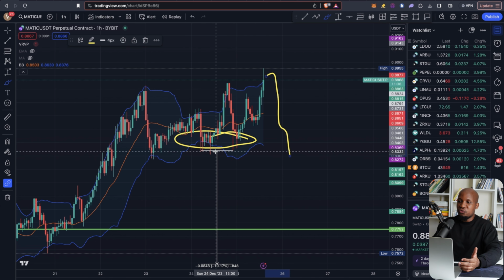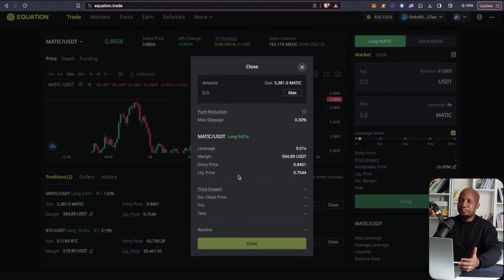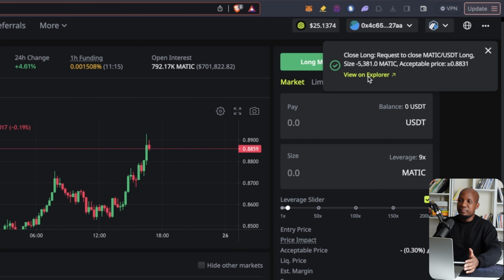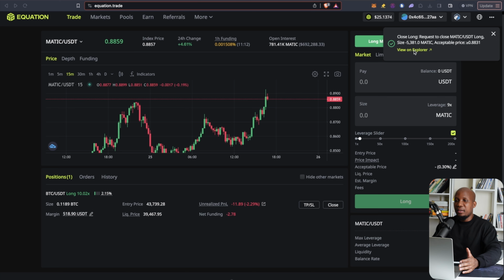So let's come back here on Equation, and now I'm gonna click on close a trade. Here I'm just gonna select max and close the trade. Again, you have to execute that on your MetaMask and just approve that. You have to do it once, and in this case I'm closing it at a market order. So you can see the trade was closed successfully. You can also track that using Ethereum scanner.